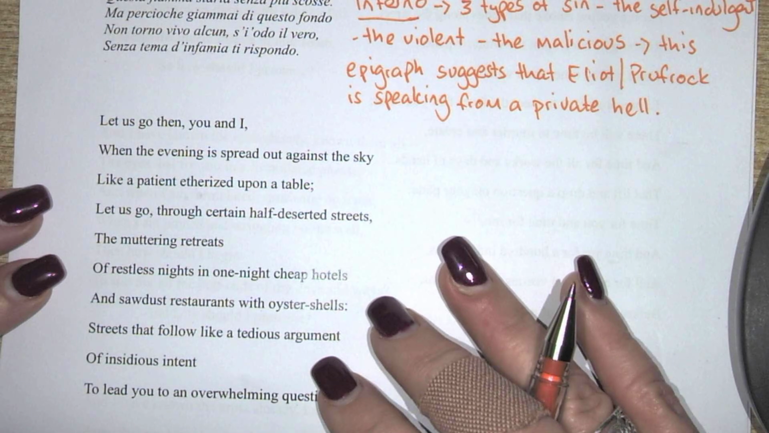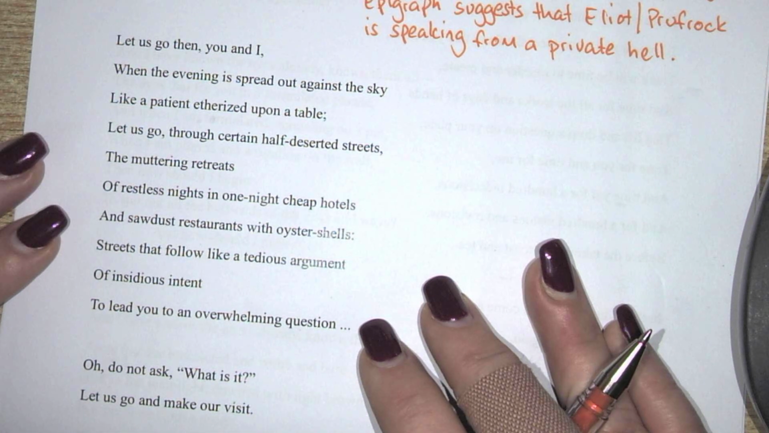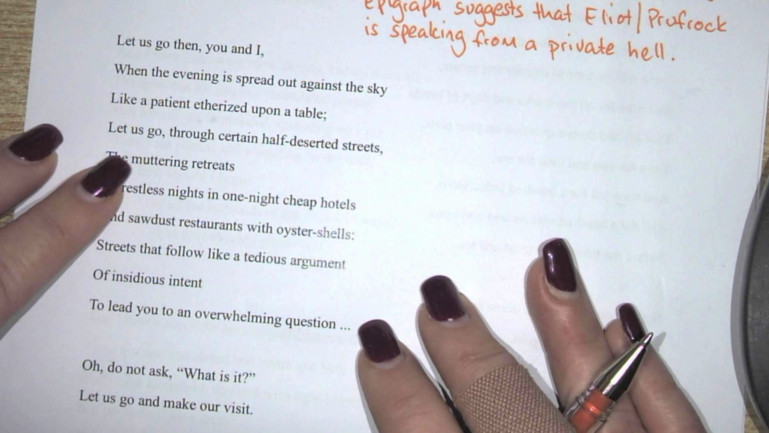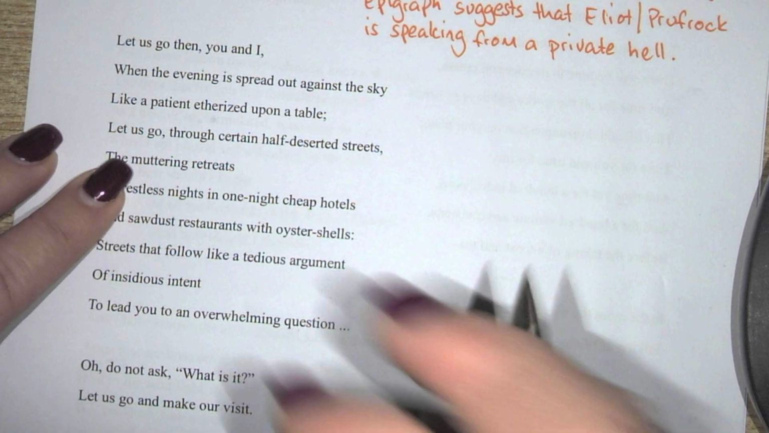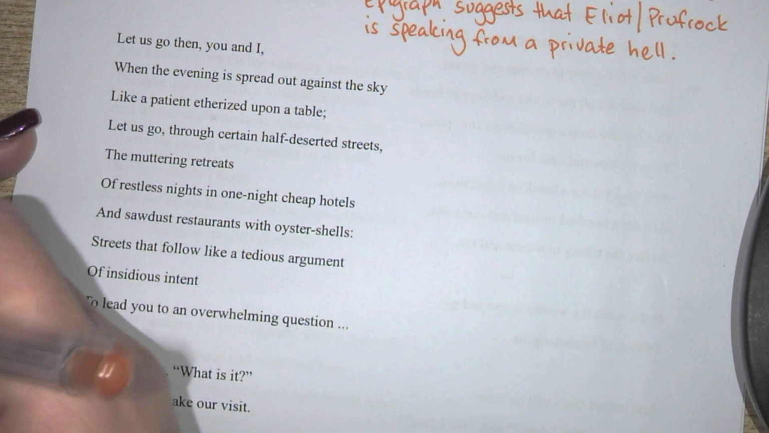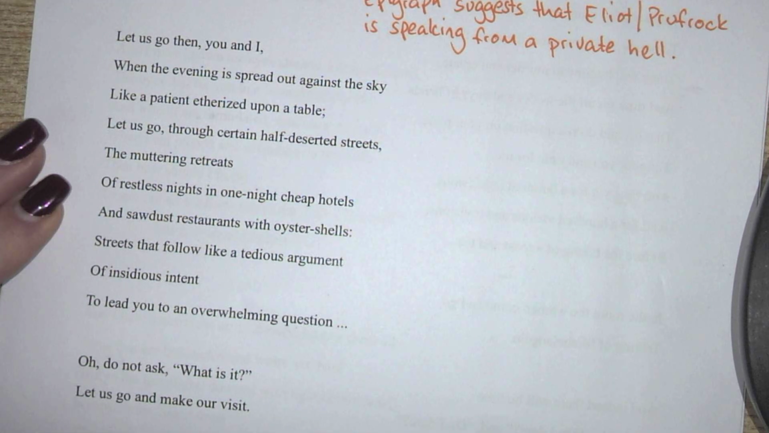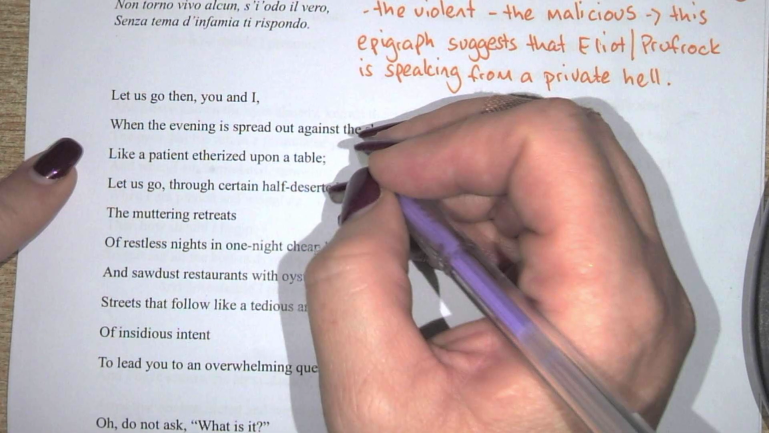Yep. All right, so we start with, let us go then, you and I, when the evening is spread out against the sky, like a patient etherized upon a table. Ether was the drug used to make people go unconscious, to have an operation. So etherized is unable to move, unconscious, not having any control. So there's a few things we're going to write, so just write the things as I write them here for you, because it can be a bit confusing otherwise.